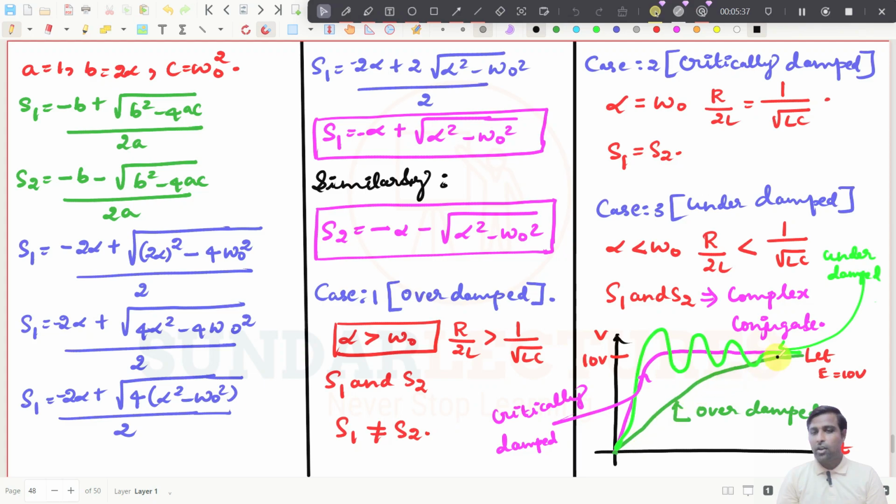So it will take a long time to get to 10, or it gets there in a short time, or it oscillates over 10, under 10, over 10, under 10, and then at last it will get to 10 volt. This is the three case. This is the only three case. And this one we have seen is overdamped. That is what we have seen here.